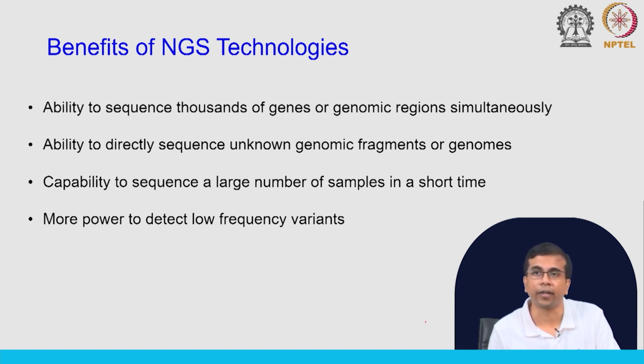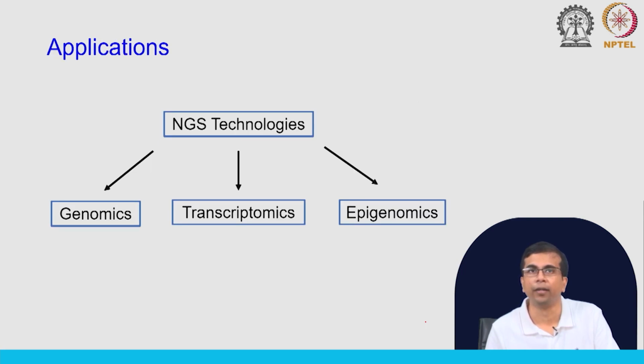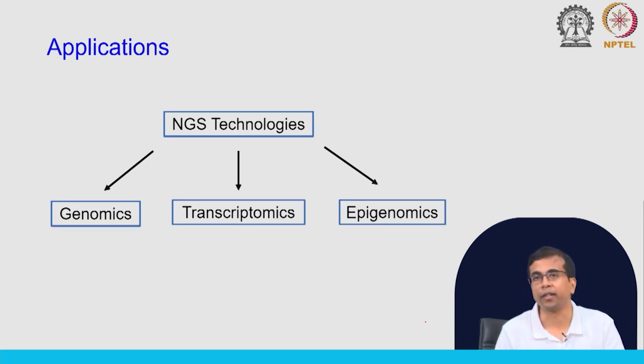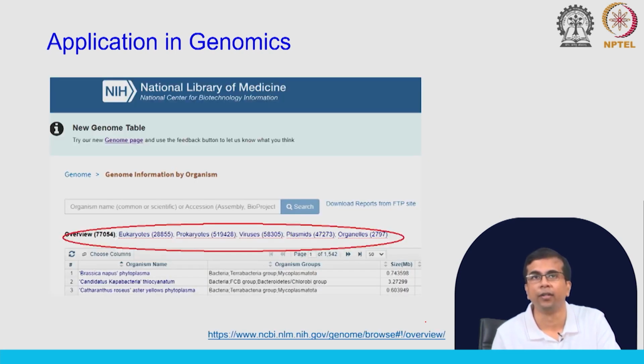So, we will see what these low frequency variants mean when you actually go into the topic. These are genotypic variations that are present in the population in low frequency, or they are rare in the population. And these methods are also cost effective for processing a large number of samples. Okay. So, coming to the applications, NGS technologies have had huge impact on different fields: genomics, transcriptomics, epigenomics. I will just very briefly mention, and of course, you are welcome to go and read a bit more through the references. So, here are some statistics that I will give you.